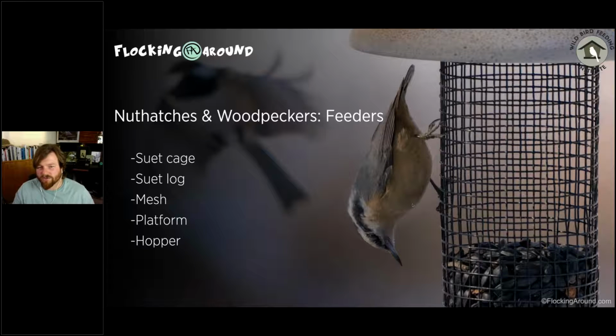So platforms and hoppers also work, but definitely suet, something that holds the suet would be first recommendation, and then something that can hold black gold sunflower seed, which we talked about last week, would be next recommendation.